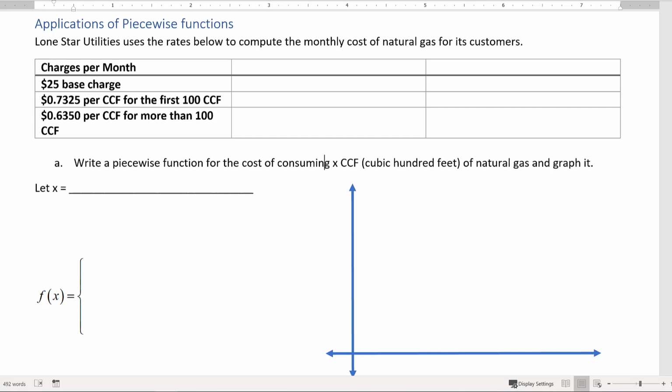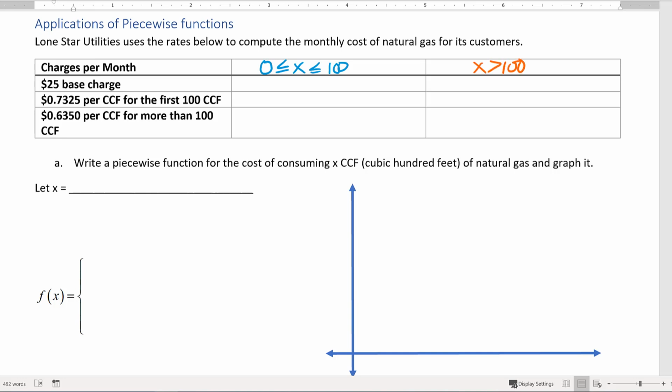Next, we have an application problem for piecewise functions. So we have Lone Star Utility uses the rates below to compute the monthly cost of natural gas in terms of cubic 100 feet for its customers. So we have the charges per month. We have a $25 base charge, and then we have a rate for the first 100 CCF, which is cubic 100 feet of natural gas, and then after 100, you have a different set. So we have two different domains here. We have the domain from 0 to 100, and then we have another domain of anything greater than 100.